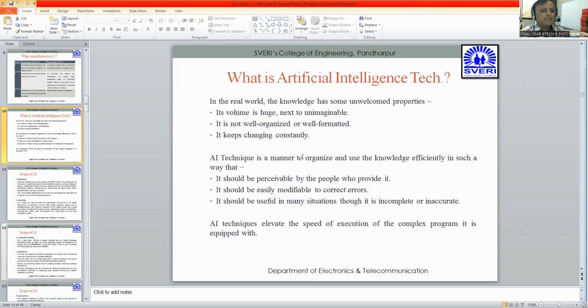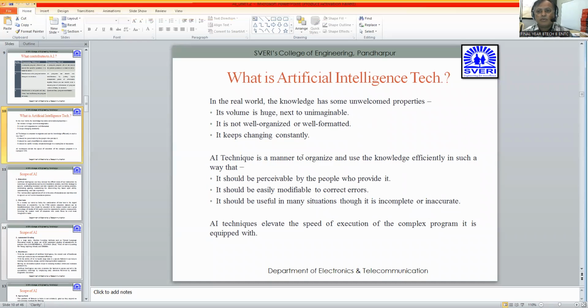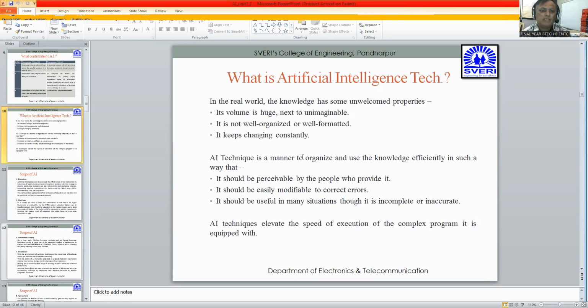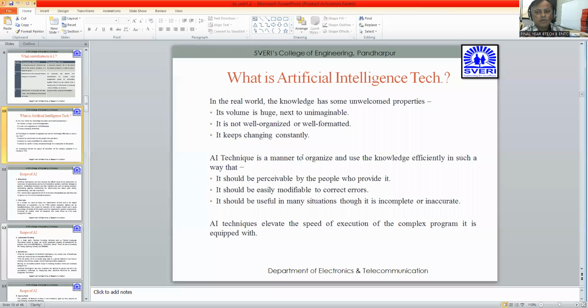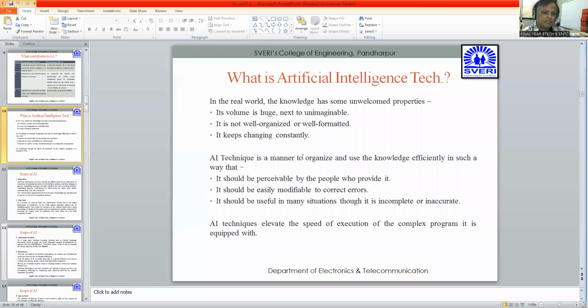So what are the artificial intelligence techniques? The first point is that in the real world, knowledge has some unwelcome properties. Its volume is huge, next to unimaginable. Knowledge की अगर बात करते हैं तो कितना vast है वो, इतना vast है, इतना huge है और imagination से बाहर है. हम जो knowledge get कर रहे हैं, it is just quite a few percent, I could say in points of percentage. And the knowledge is very huge. It's next to unimaginable.